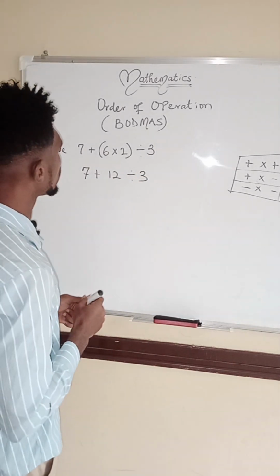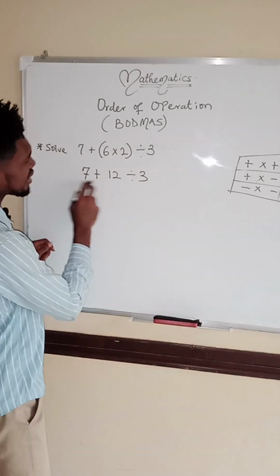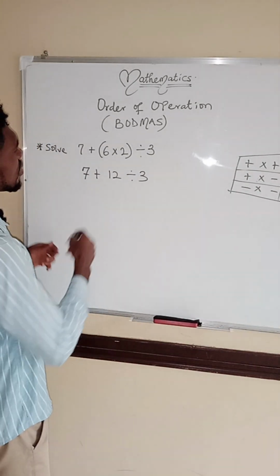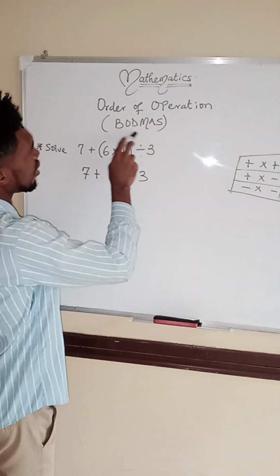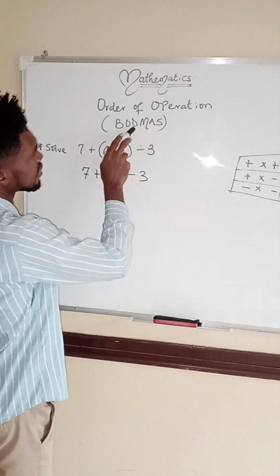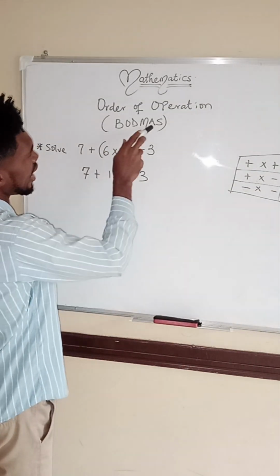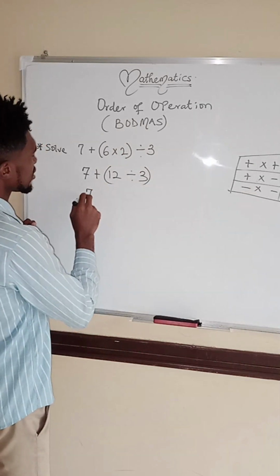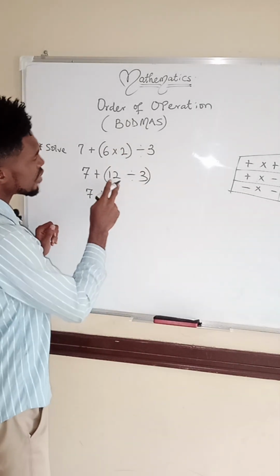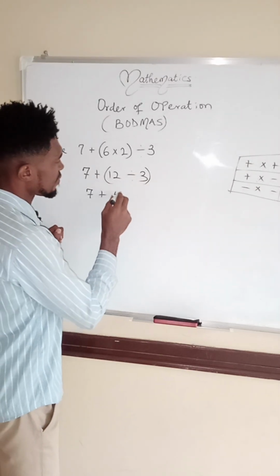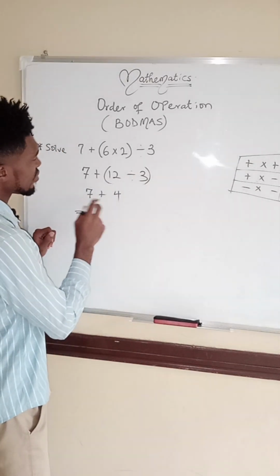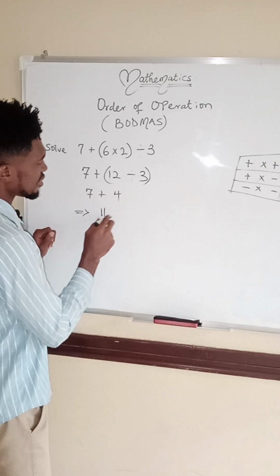So what do we do next? Is it to solve this, add this, or multiply or divide this? If we follow our order of operation, we know that division comes before addition. So we do what? Division. So we have 7 plus 12 divided by 3 is 4. So our answer is equal to 7 plus 4, 11. So this is our final answer.